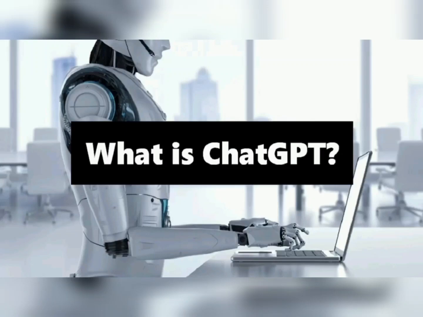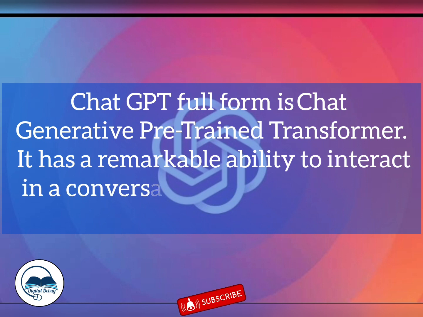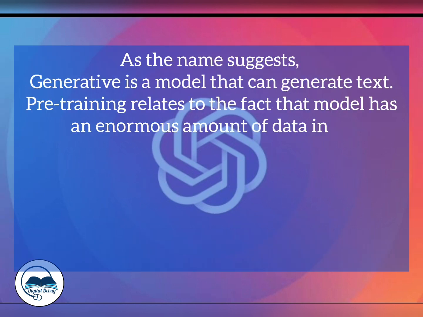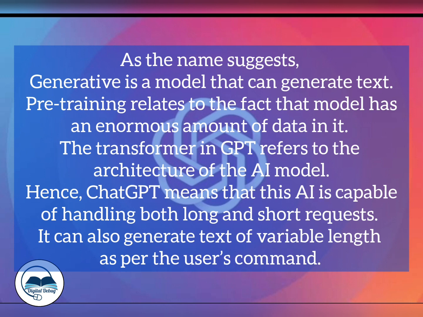What is ChatGPT? ChatGPT full form is Chat Generative Pre-trained Transformer. It has a remarkable ability to interact in conversational form that is easy to understand for a human. As the name suggests, generative is a model that can generate text. Pre-training relates to the fact that the model has an enormous amount of data in it. The transformer in GPT refers to the architecture of the AI model.